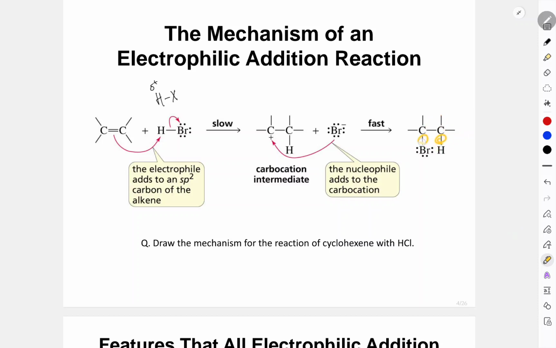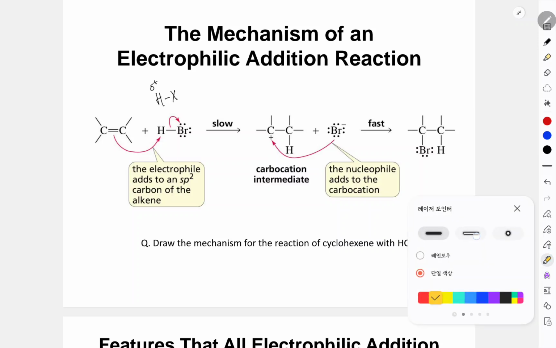And this is a two-step reaction, as we just studied. The first step is known as the rate limiting step or rate determining step, RDS. And the second step is relatively fast. So that is the mechanistic picture for the electrophilic addition. It's not that complicated, right?